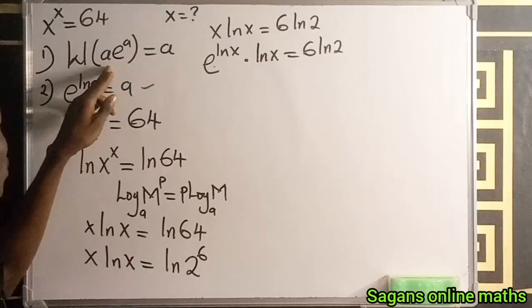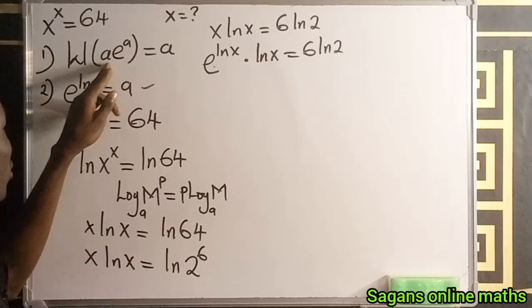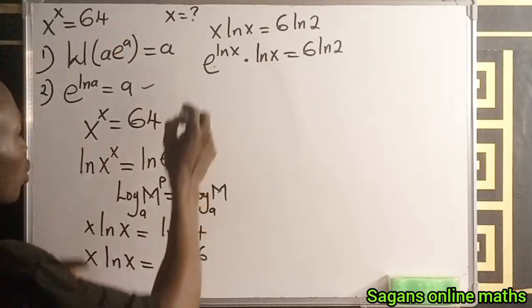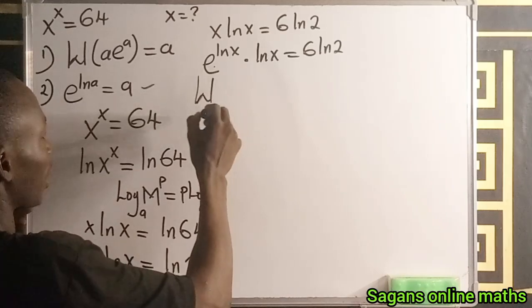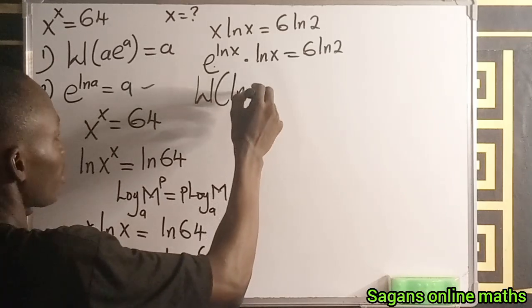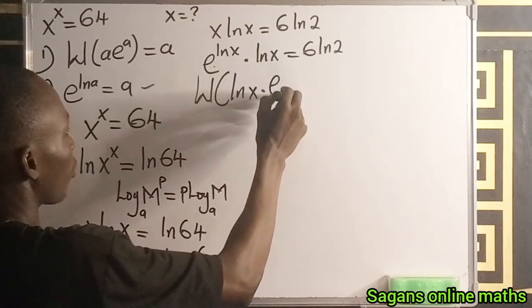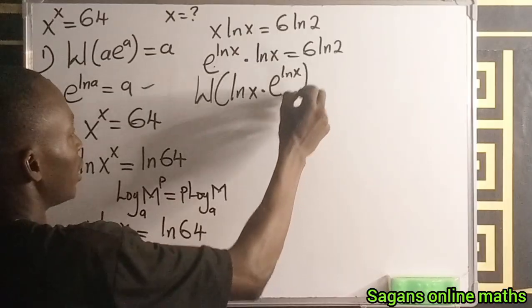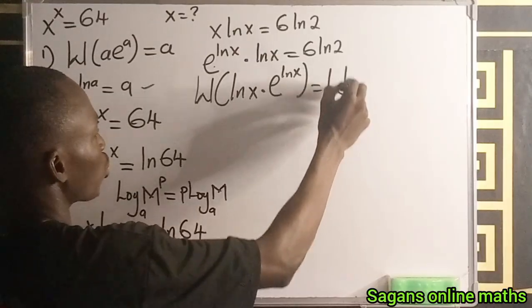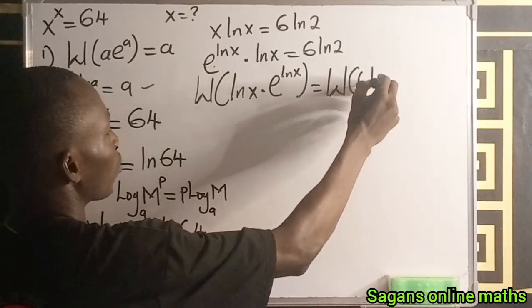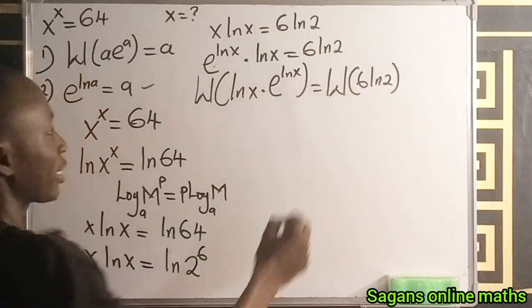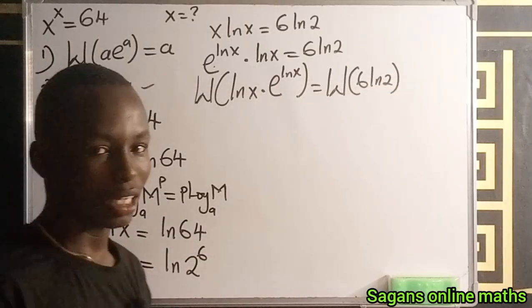The W function of a multiplied by e to a equals a. So we want to take the Lambert W function of both sides, that is ln s multiplied by e to the power of what? Ln s, okay, equals the Lambert W function of 6 ln 2. Don't forget that we are taking the Lambert W function of both sides, right?